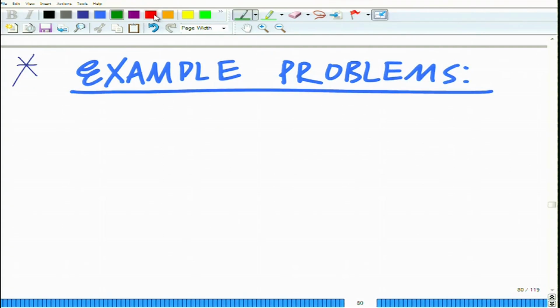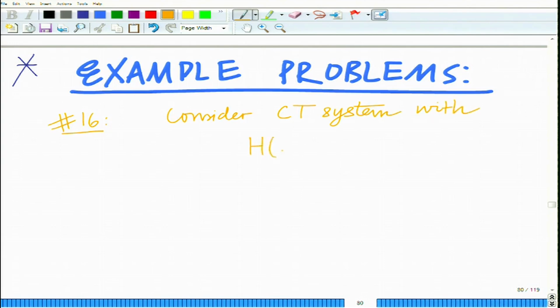Now, let us look at a continuous time system with the Laplace transform. So, remember we are focusing on this sampling, problem number 16. Consider the continuous time system with the Laplace transform H(s) equals 1 over (s plus 2) into (s plus 3).